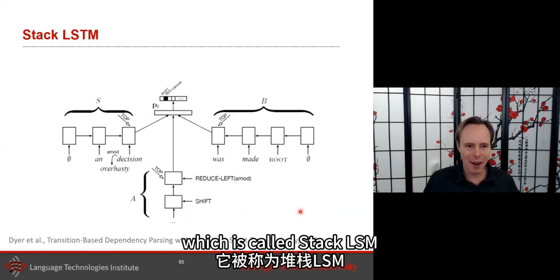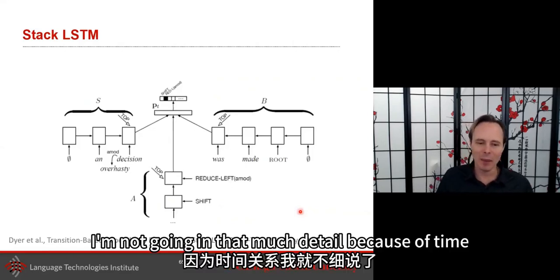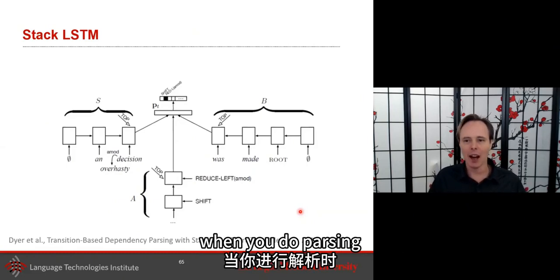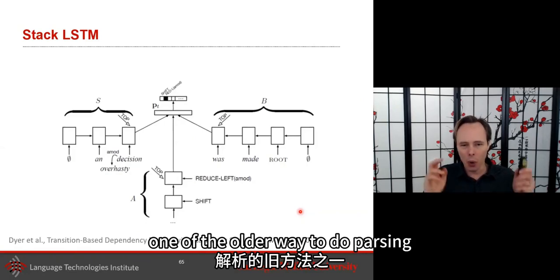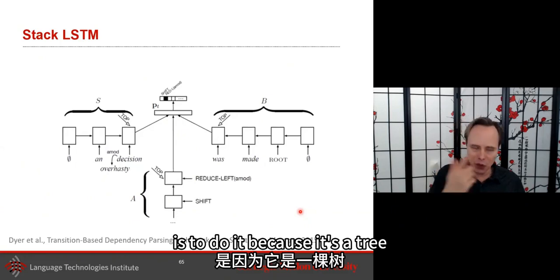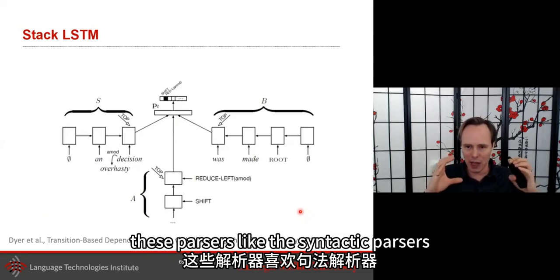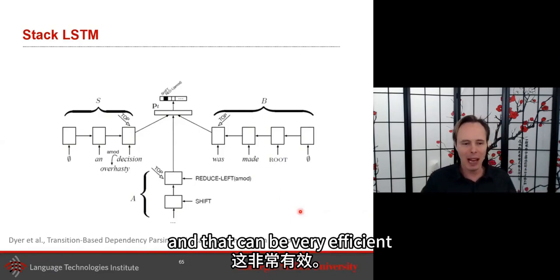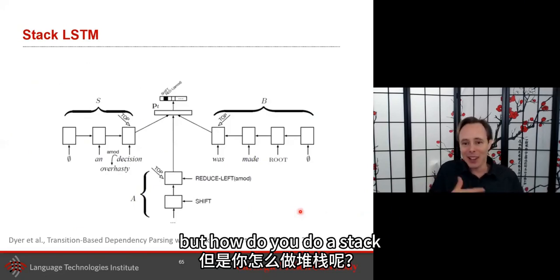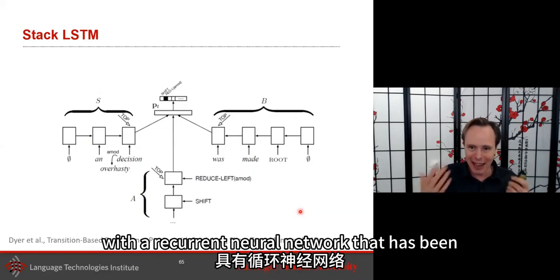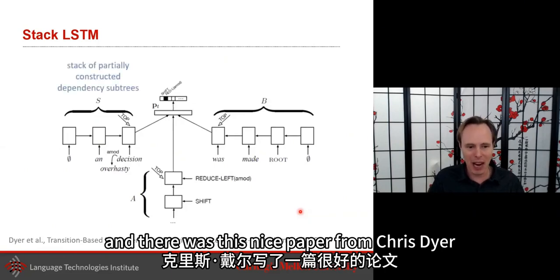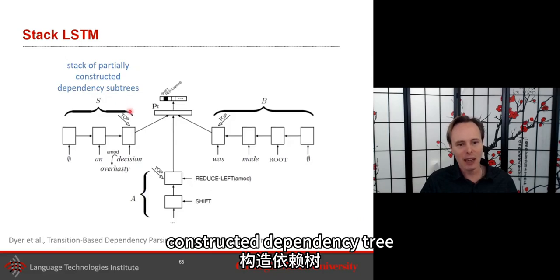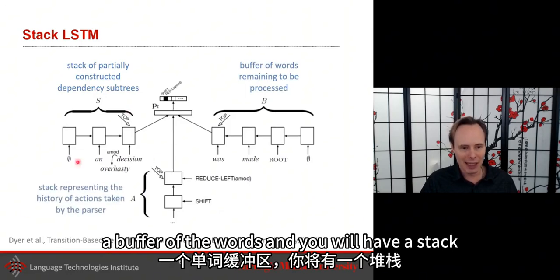I want to show you one last model, which is called Stack LSTM. I really like that one. I'm not going into as much detail because of time, but the idea is about parsing. One of the older ways to do parsing, because it's a tree, with these syntactic parsers, and one of the good ways to do it, was with a stack. That can be very efficient. But how do you do a stack with a recurrent neural network? That has been a question for a while, and there was this nice paper from Chris Dyer about the stack LSTM. The idea here is that you have the stack of partially constructed dependency trees. You will also have a buffer of the words, and a stack of the current word.